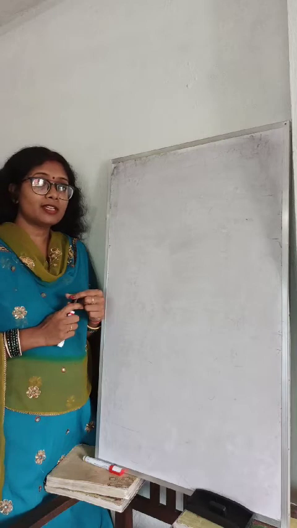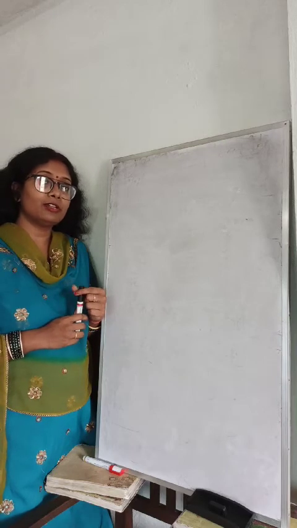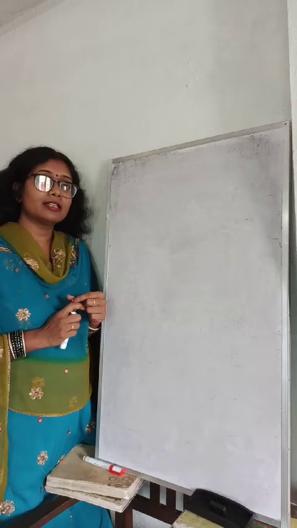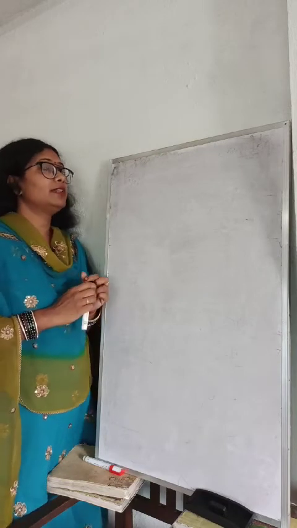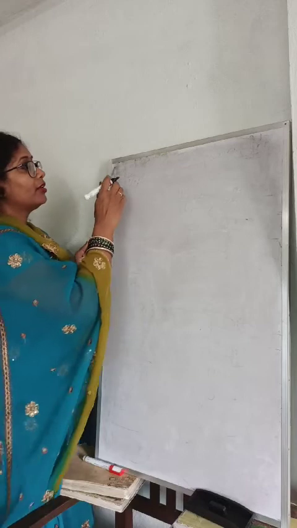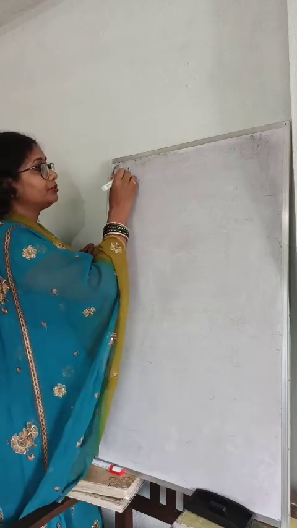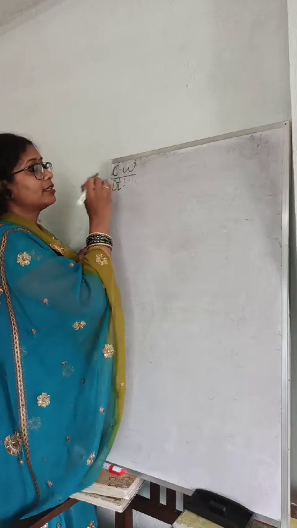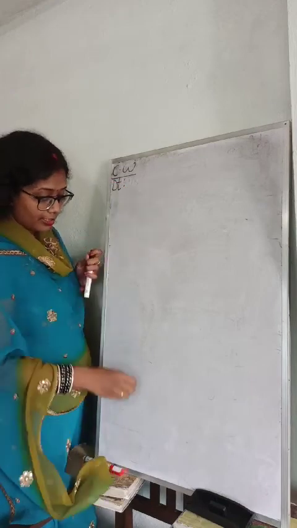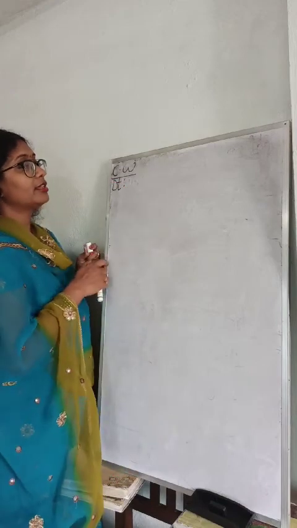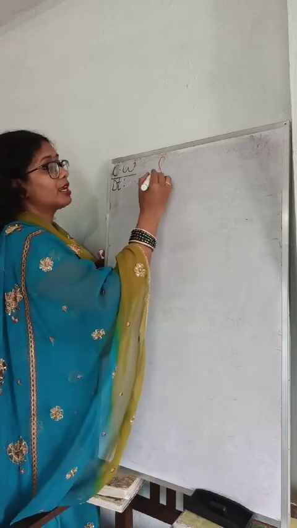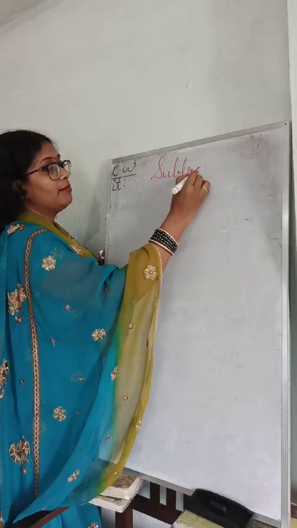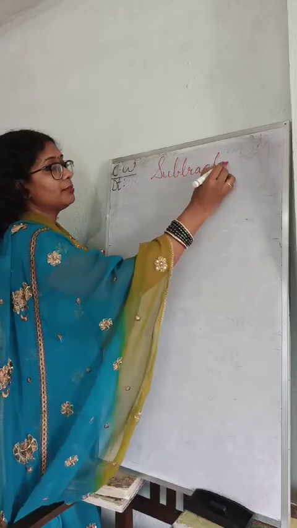So, before we start, what is the first thing that we do every day? We write classwork and then we write date. So, we'll start with that. First, write classwork. Then, write today's date. After writing it, we will write the name of the chapter. What is the name of the chapter? The name of the chapter is subtraction.